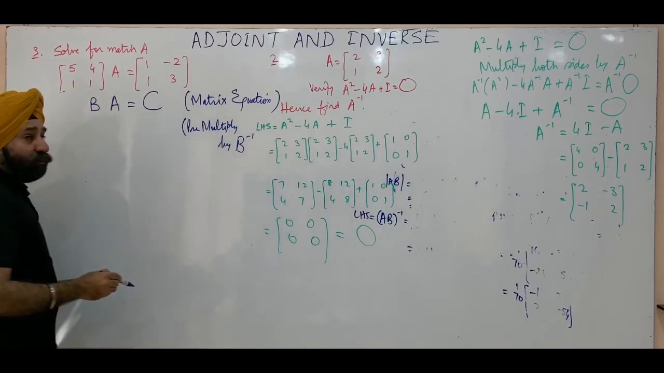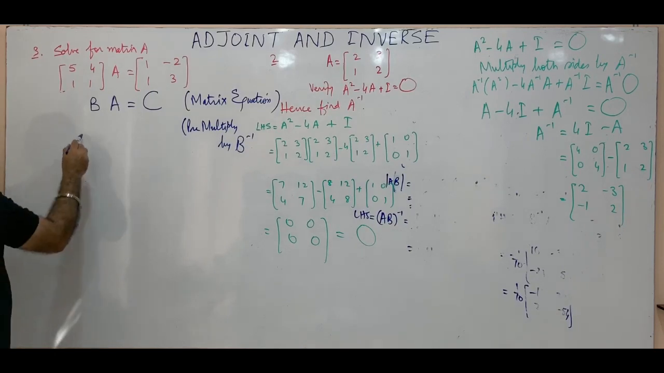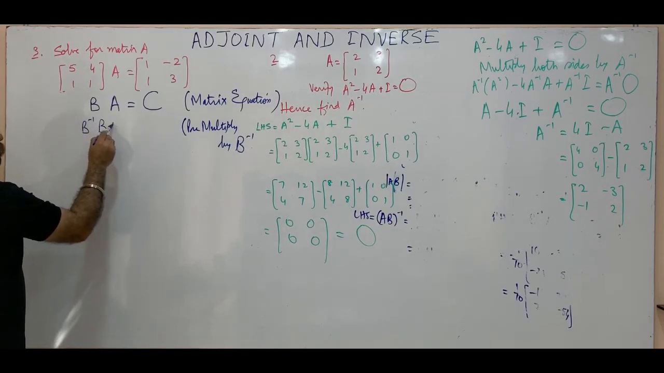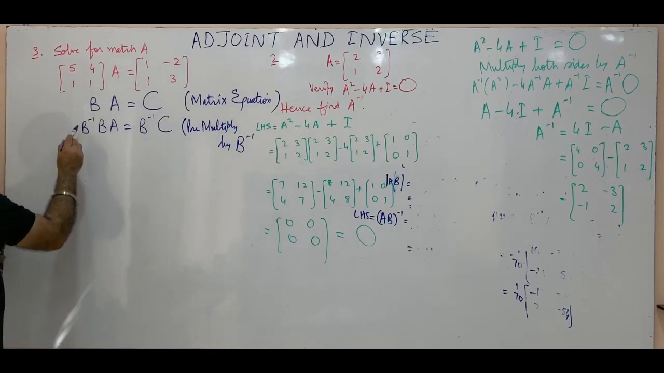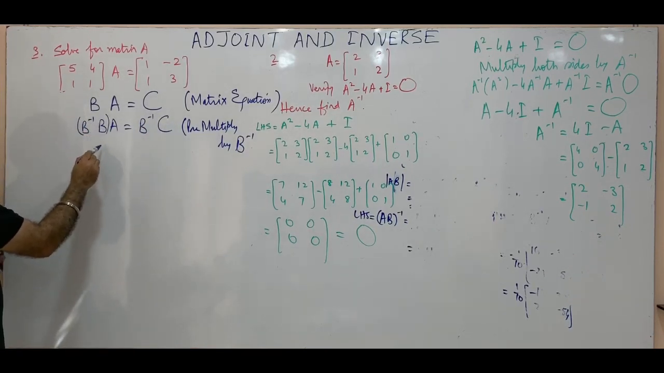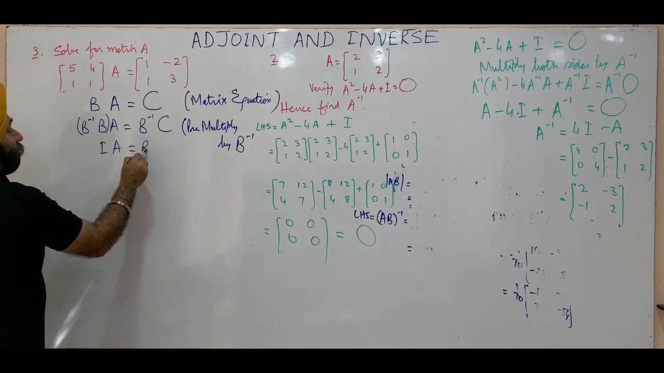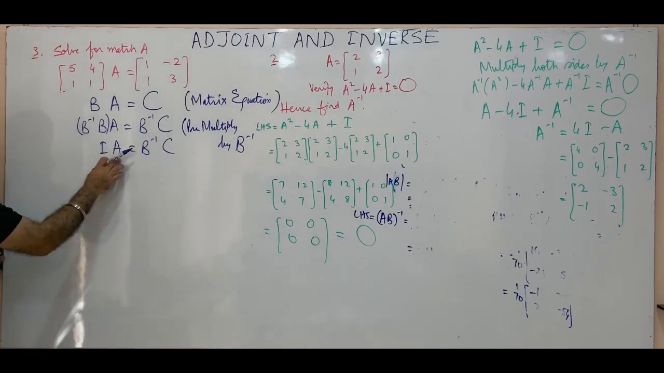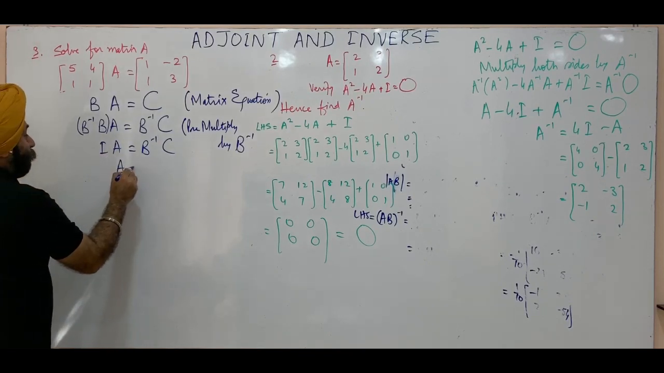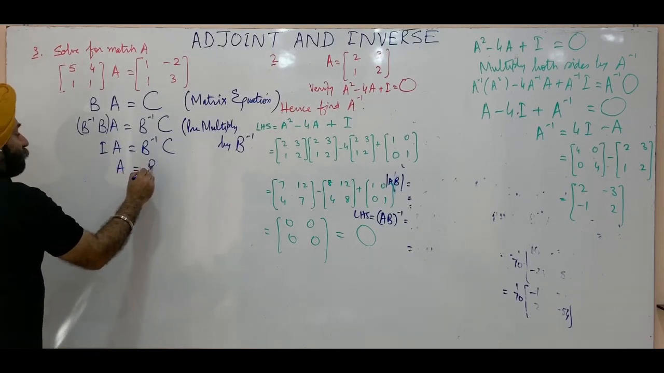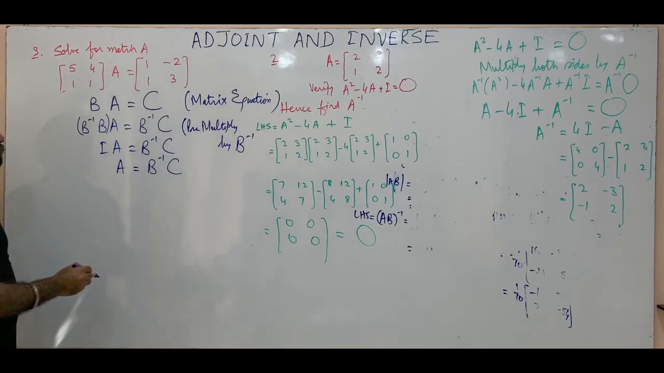We pre-multiply both sides by B inverse. B inverse into B into A is B inverse into C. Now by definition, B inverse into B is I, and I into A is A. So this is B inverse into C.